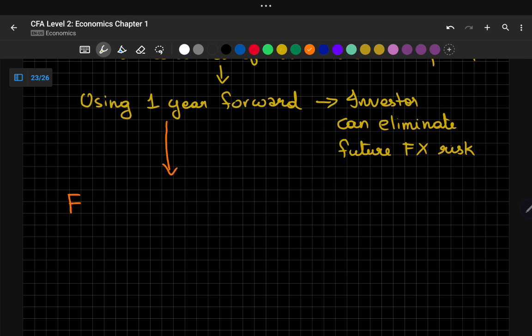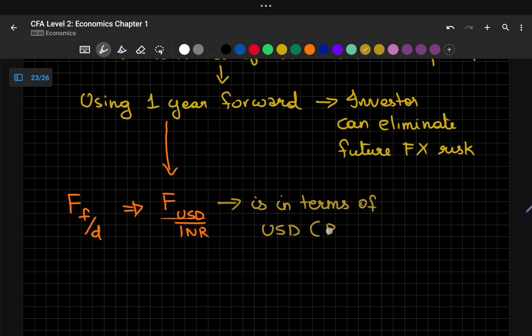The forward rate is denoted with the letter F. So the forward rate for foreign to domestic currency, in this case the forward rate for USD to INR. So this would be the forward rate. But the problem with this is, again, the base currency is INR, so the forward rate is in terms of USD, that is the price currency.